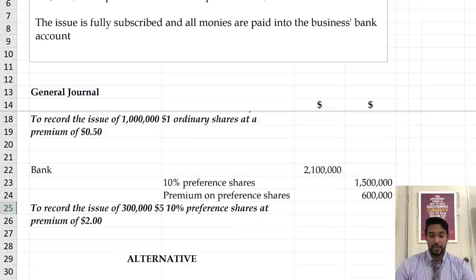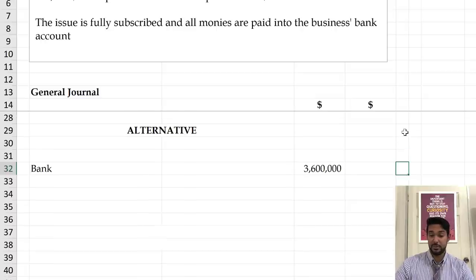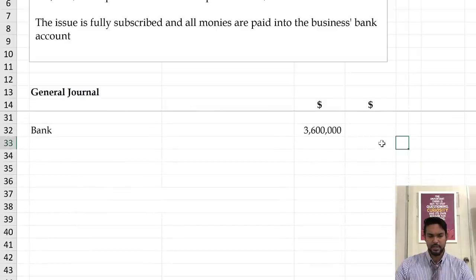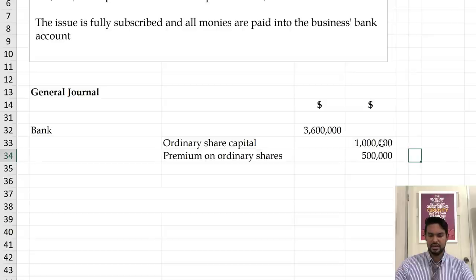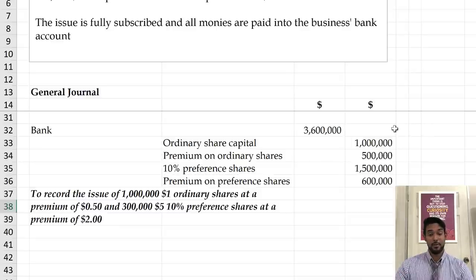And I would like to show you guys the alternative, the compound entry, which is where you put the total into bank. Sorry, I pressed the wrong thing. So bank, so 3.6. So let's just double check that, right? So we have 1.5 coming in from the ordinary share capital issue and 2.1. And 1.5 and 2.1 will give us back 3.6. Where did it come from? Right, ordinary share capital par, 1 million. Premium on ordinary shares, that's the $500,000, right? 10% preference shares, that's the 1.5 million. And then we have the premium on preference shares, the 600,000. Okay, and if you add up everything here, you're gonna get back the 3.6 million. Narration, a little longer than usual because it's a compound entry.